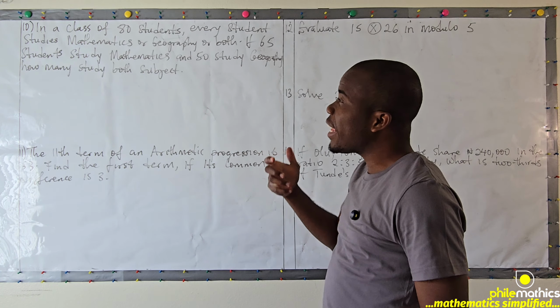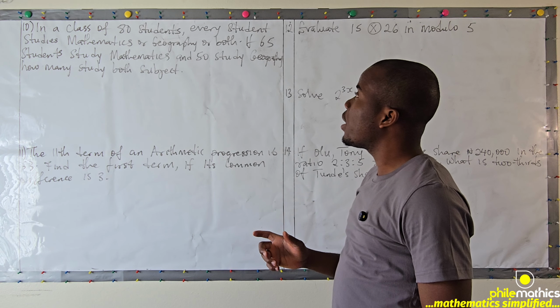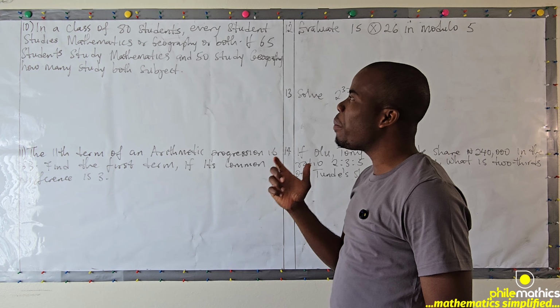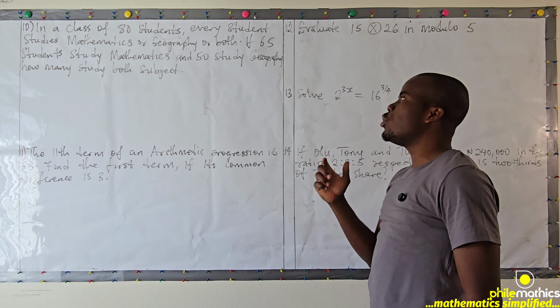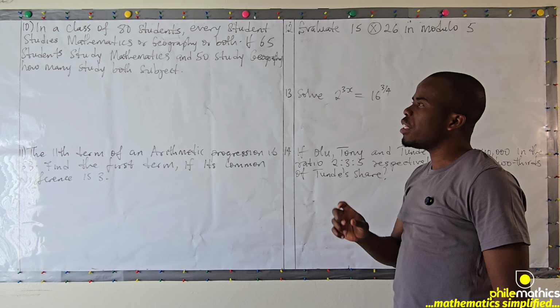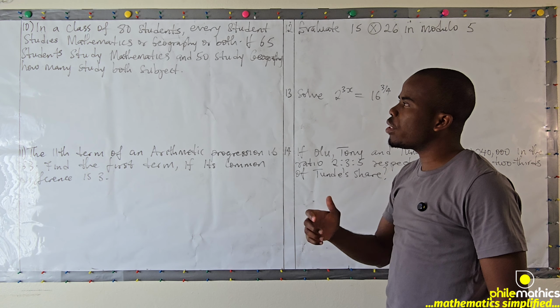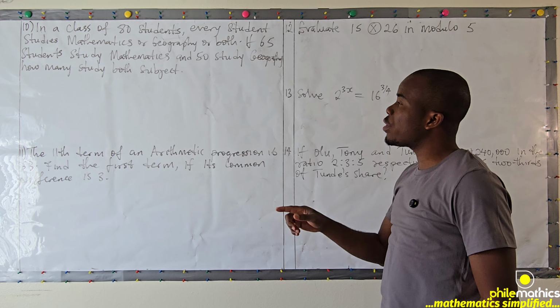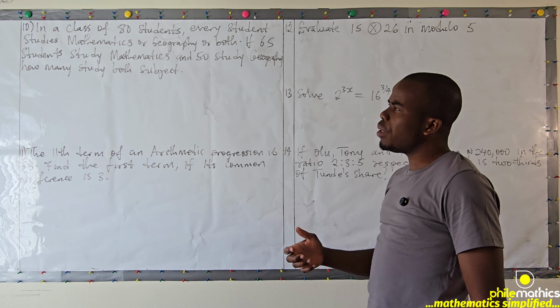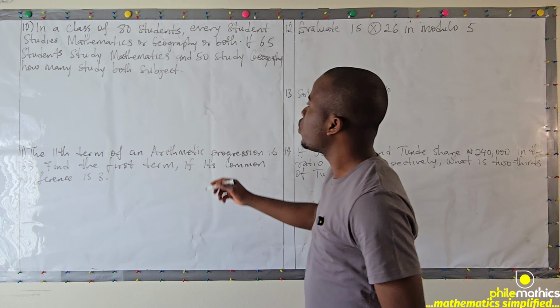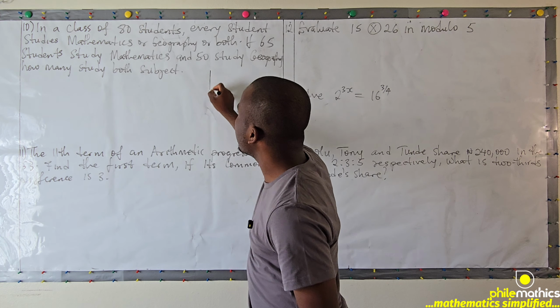Question 10 says, in a class of 80 students, every student studies mathematics or geography or both. If 65 students study mathematics and 50 study geography, how many study both subjects? So if we sketch the Venn diagram, the universal set has a total of 80 students and we have only 2 sets.